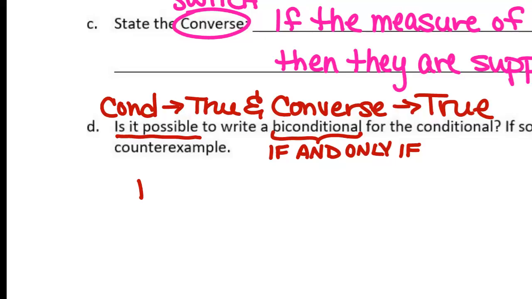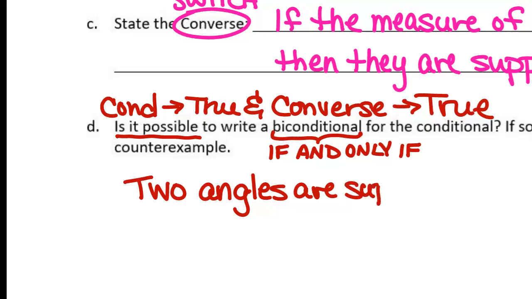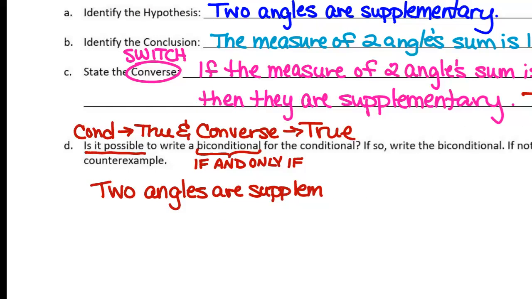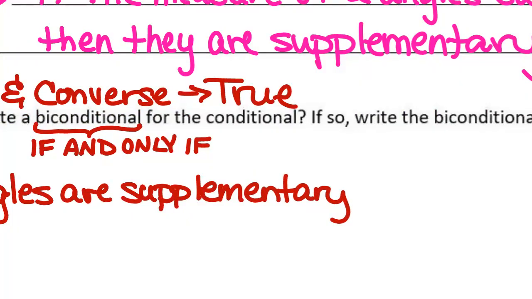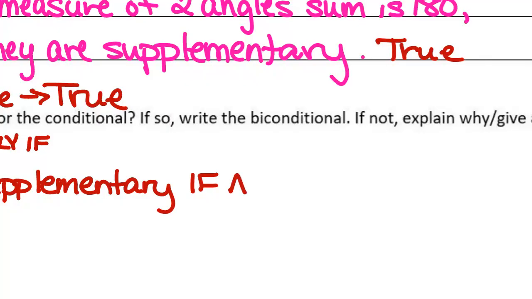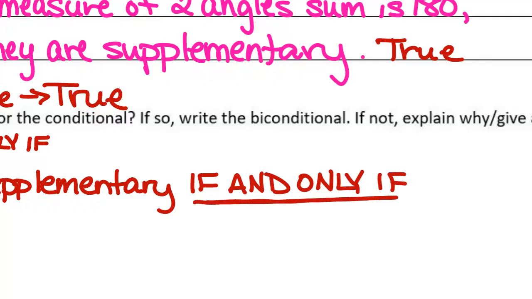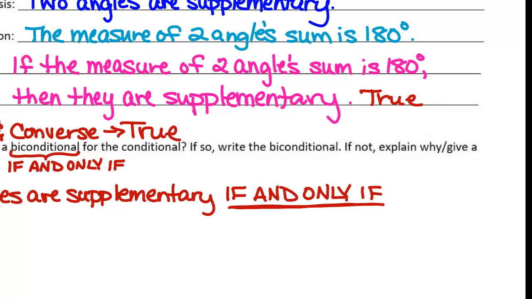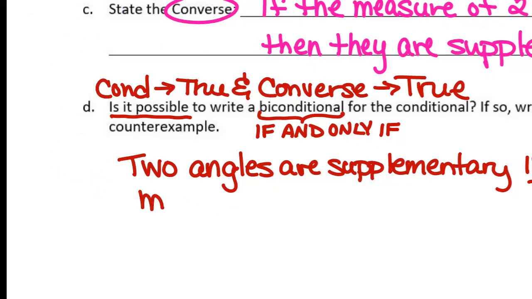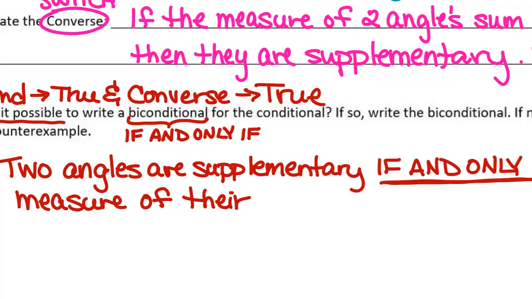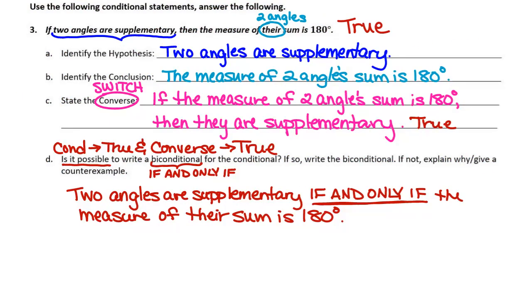So two angles are supplementary if and only if the measure of their sum is 180 degrees. You do not have to put yours in all capitals, but I'm putting mine in all capitals so that we don't forget that those are the four special biconditional words: IF AND ONLY IF. Absolutely beautiful.